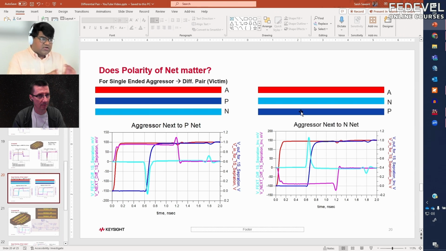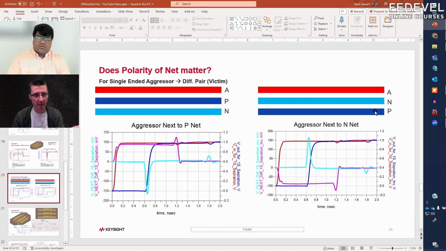But now, in the other case, where your aggressor is next to a negative line, the signal is on P, P is held high, and N is the negative, held low. So whatever signature we would have anticipated, we will get the inverse of it. Your far end crosstalk is now positive, and your near end crosstalk is negative. But the values are basically the same. It's just because N is held low and P is held high. That's because of how the signaling mechanism operates for a differential pair.